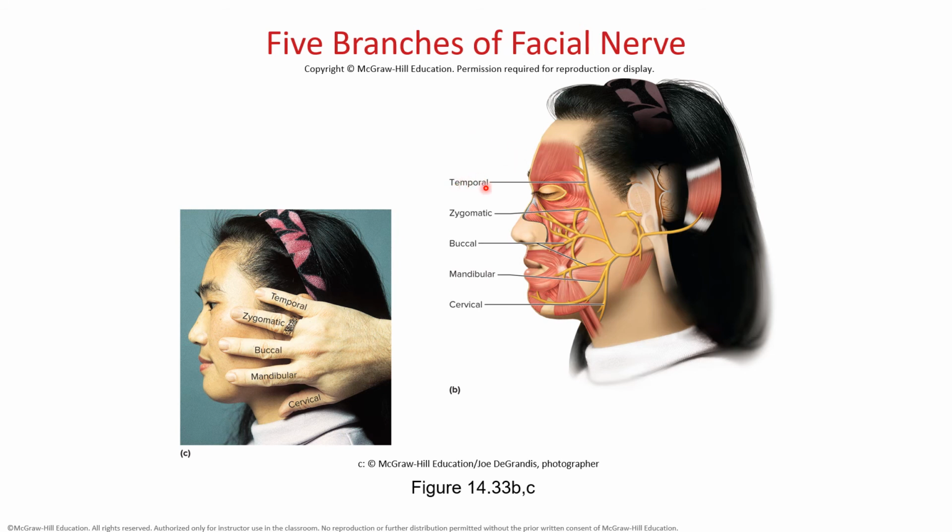You can either think about where it's going. So temporal, going to the temple here, zygomatic, buccal, mandibular, and cervical. So they all are going to these different areas. So that helps you understand, helps you remember which is which. There's another mnemonic. It's ten zebras bit my chihuahua. You can use that as well.